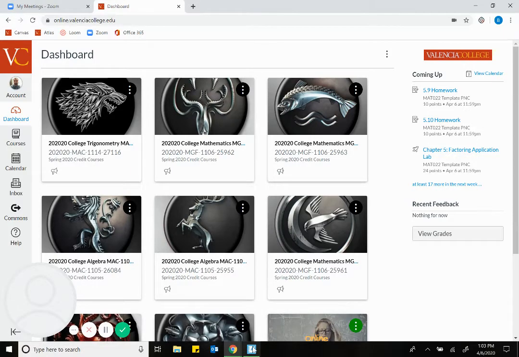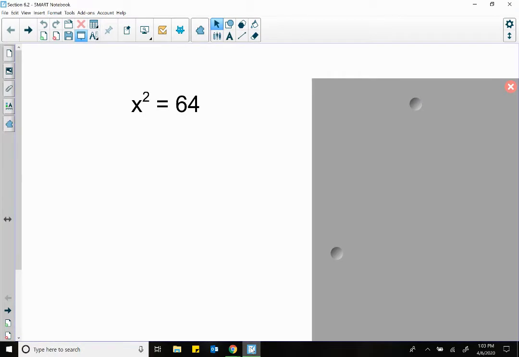All right, let's get started with section 6.2. In section 6.2, you've actually kind of done this before. Remember when we were working with the Pythagorean theorem and you had to take square roots of both sides to get rid of something squared? That's exactly what this is about.